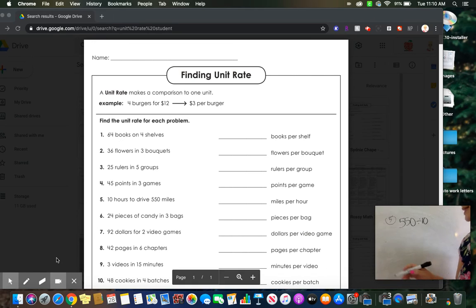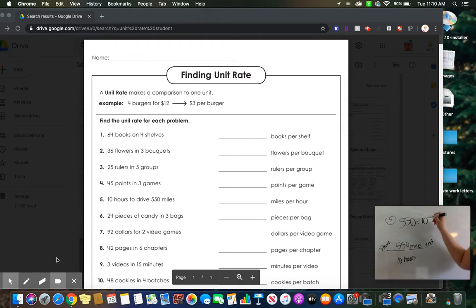Okay, so that means in a road trip, right? So you start here, and let's say you end here, right? It took you 10 hours, and how far did you go? You went 550 miles. Okay, so now you're going to do 550 divided by 10.